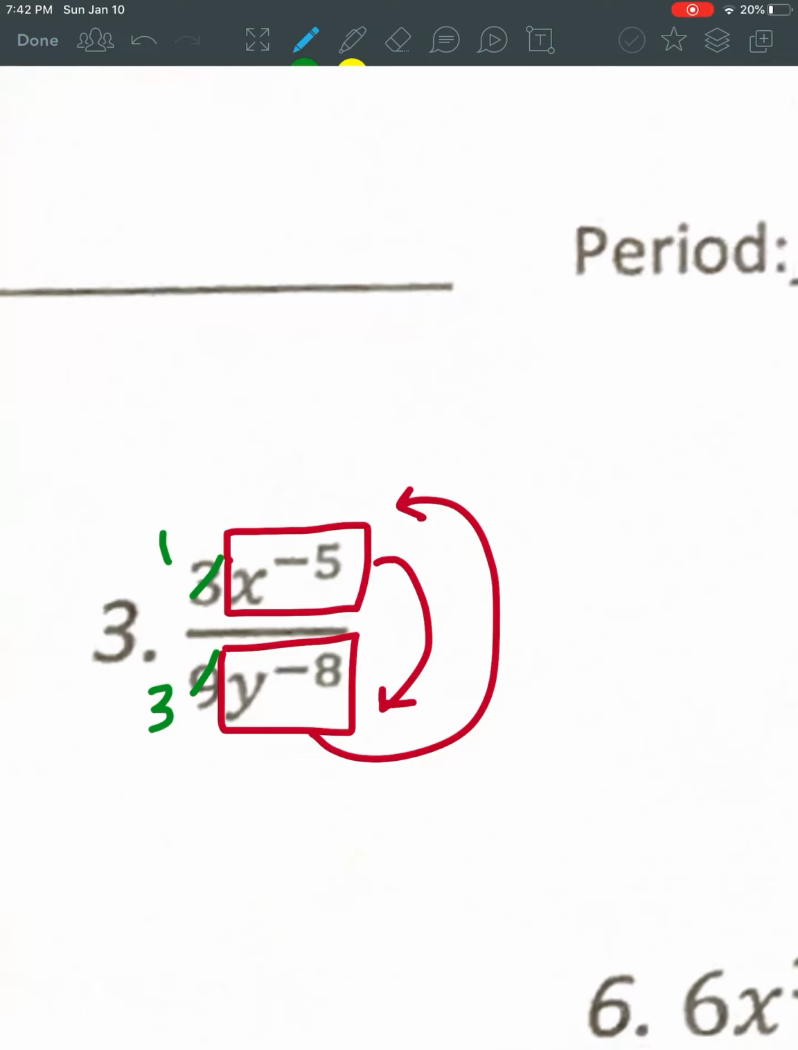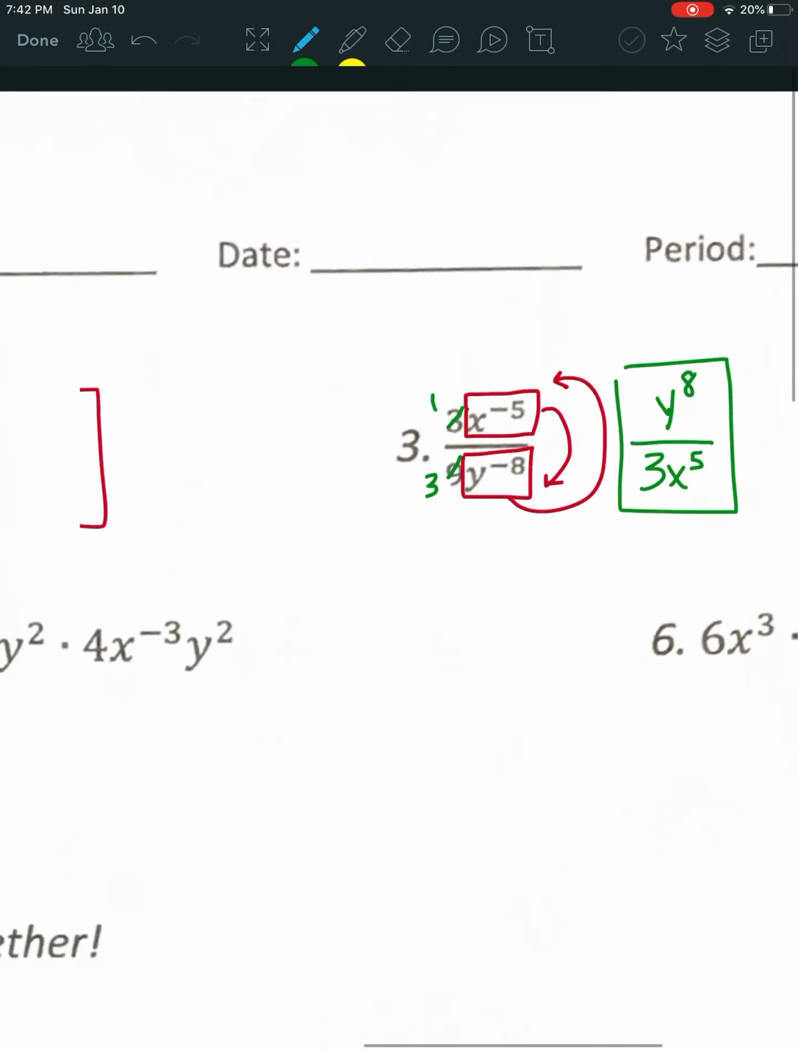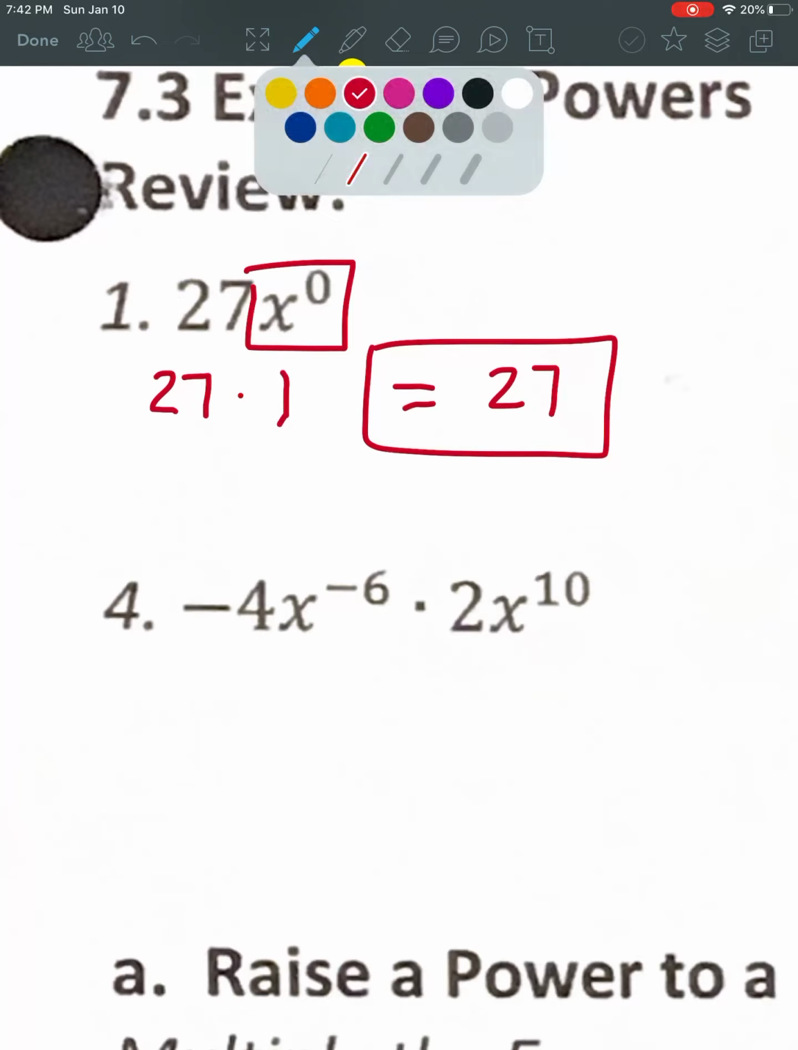Now, like I said, that y to the negative 8 gets thrown to the top with a positive power. And then on the bottom, we do have a 3. And remember, there is a 1 up there, but with the 1 in front, you don't have to write it. So I'm going to simplify it. Then the 3 is on the bottom. That x to the negative 5th gets thrown to the bottom with a positive exponent. So there we go. Number 4.